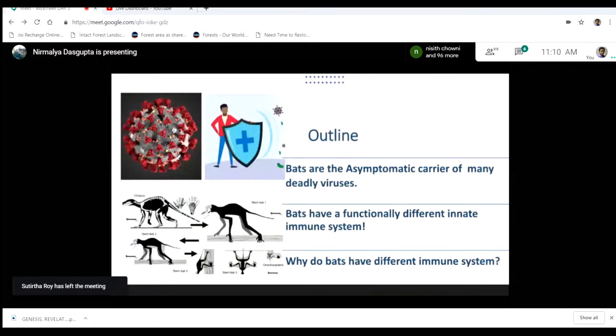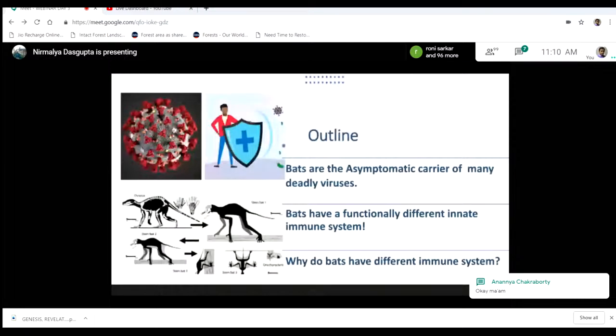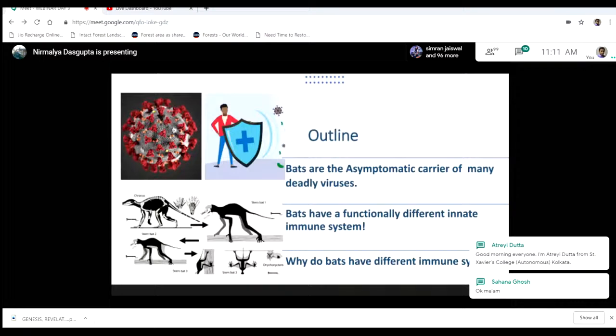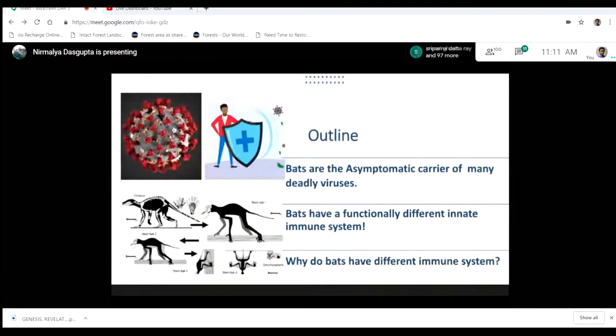So I divided it into three segments. Bats are asymptomatic carriers of many deadly viruses. We know that. That's the reason for this webinar. And we can predict that bats have a functionally different innate immune system. That's the reason for their subclinical infection. But the more interesting part is why bats have a different immune system. That's the most interesting, and that's the central theme of this topic.